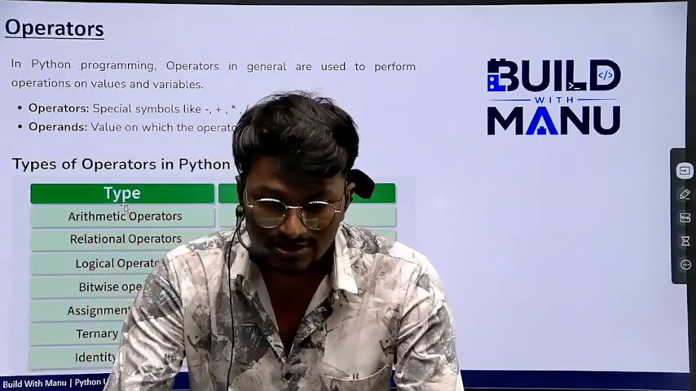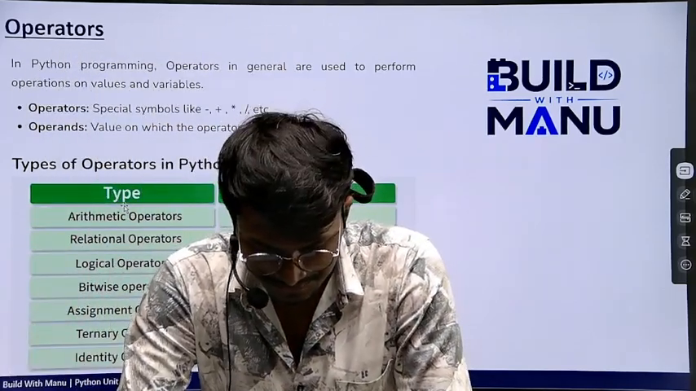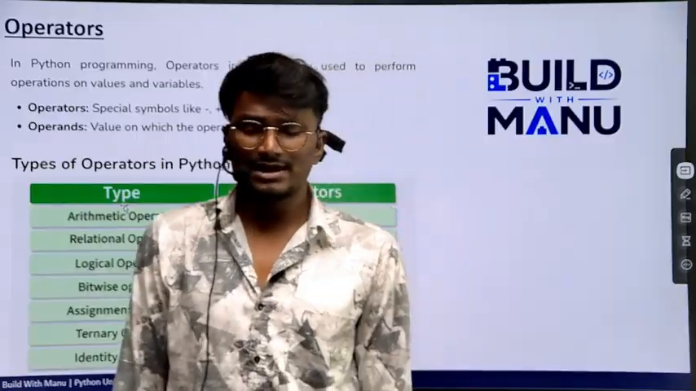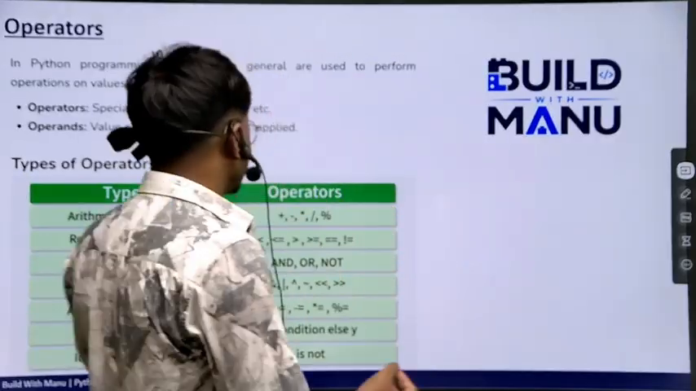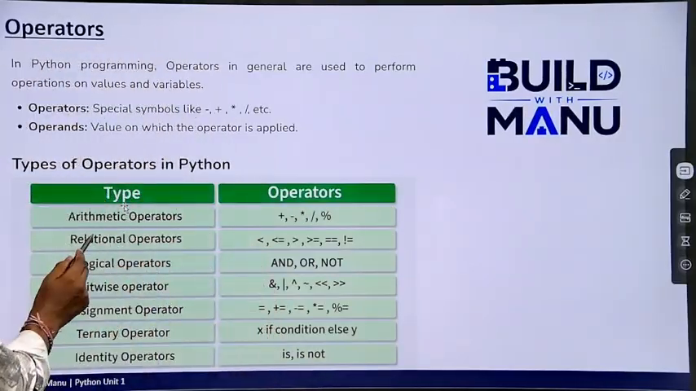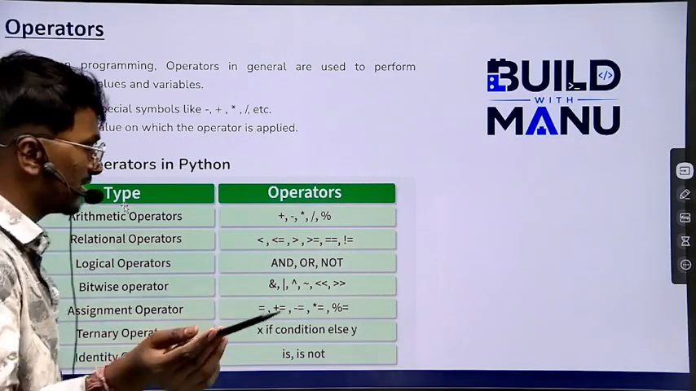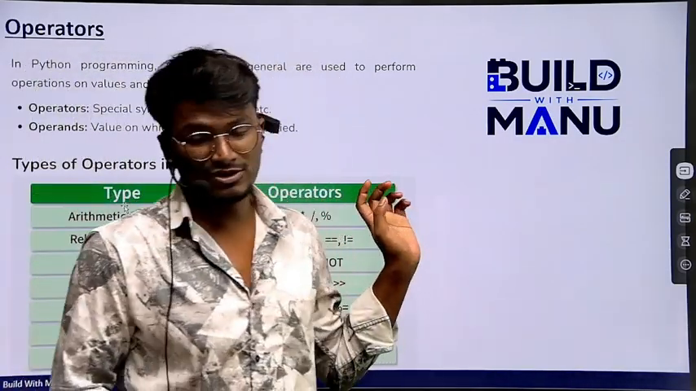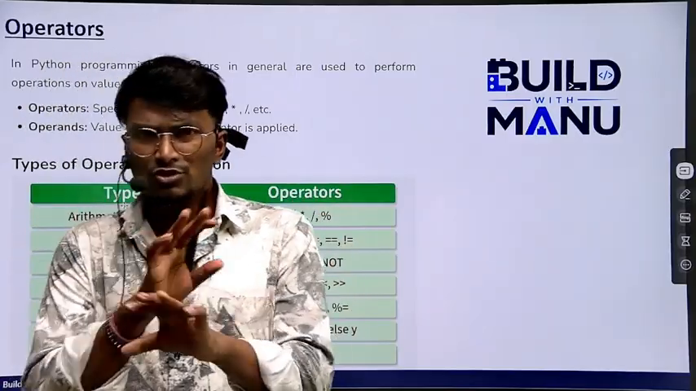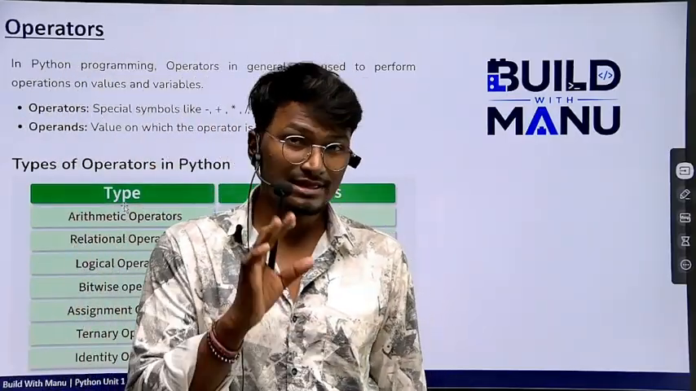Look, we are going to cover the different types of operators: arithmetic operators, relational operators, logical operators, bitwise operators, assignment operators, and ternary and identity. All these operators I am going to cover today. Don't think that I am not going to give any examples. I am going to take examples.